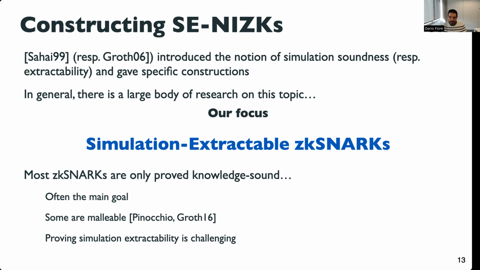Another observation is that some of these existing constructions are malleable. For example, Pinocchio and Groth 16, the first popular zkSNARKs, have re-randomizable proofs. But another reason is that proving simulation extractability is extremely challenging, because it's a complex property, and so it often requires additional work that is probably worth additional research. So it's a sort of second step in the research on zkSNARKs.